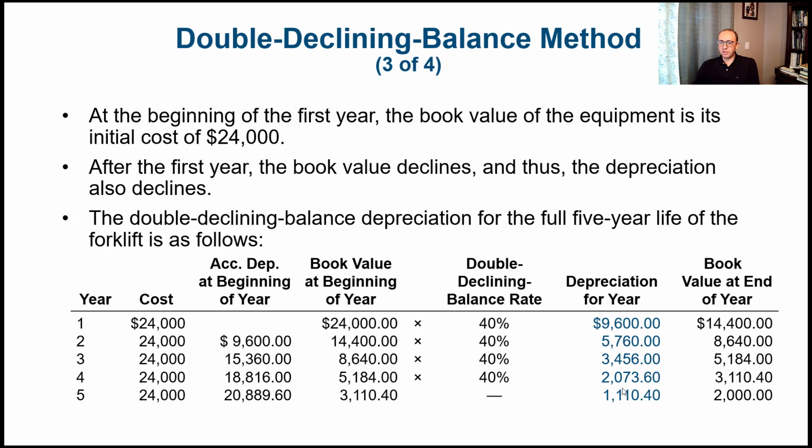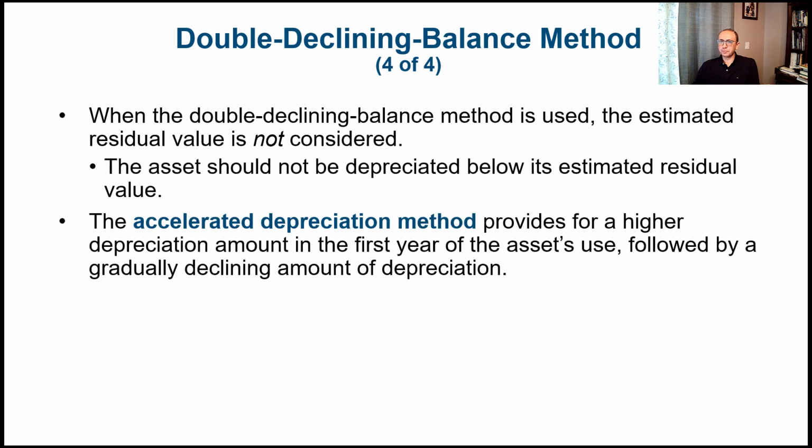So remember, year 5 is usually slightly different. When the double declining balance method is used, the estimated residual value is not considered. Remember that. That's the key thing. We consider it only in the last year to force it to be $2,000. The asset should not be depreciated below its estimated residual value, and that's why the last year was different. The accelerated depreciation method provides for a higher depreciation amount in the first year of the asset's use, followed by a gradually declining amount of depreciation. So remember these things, it's very important.